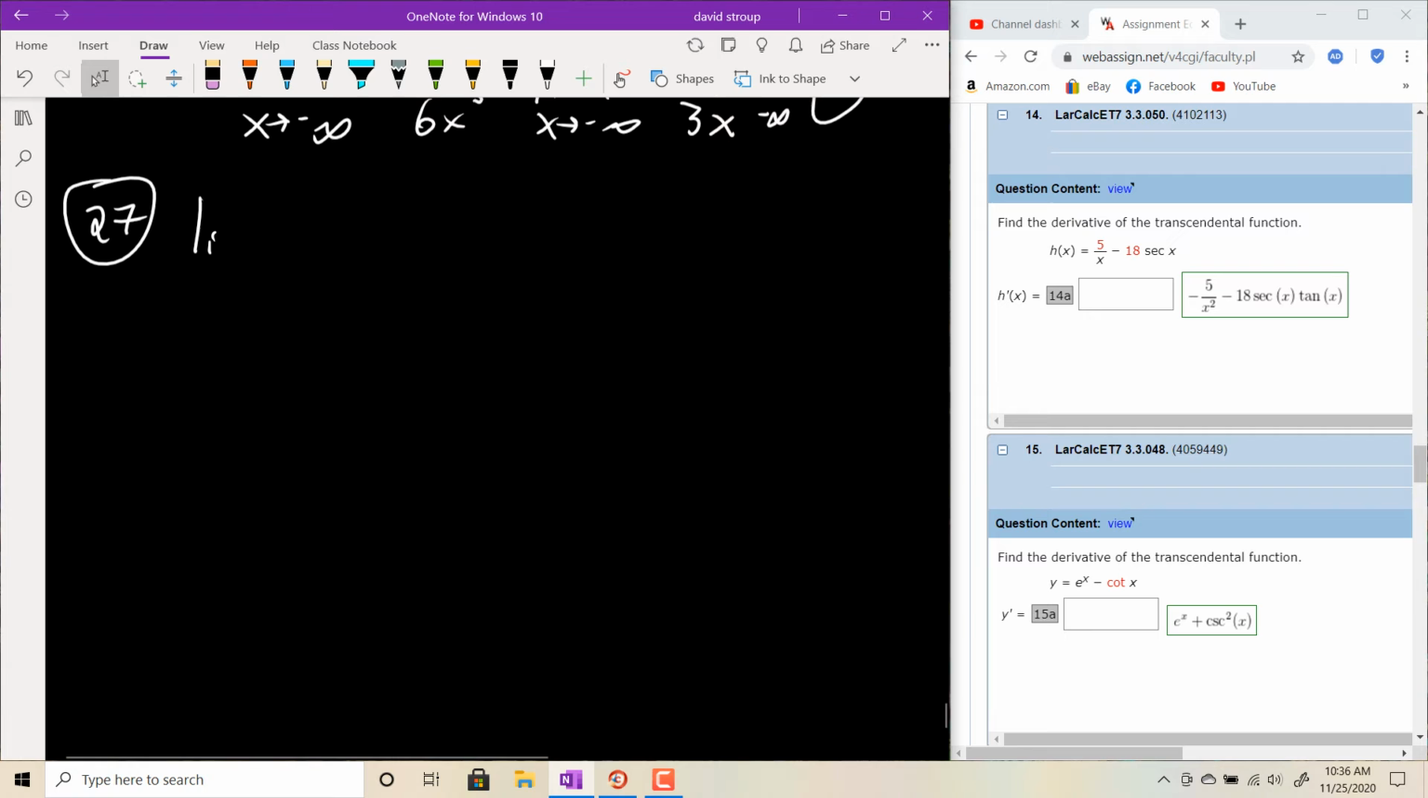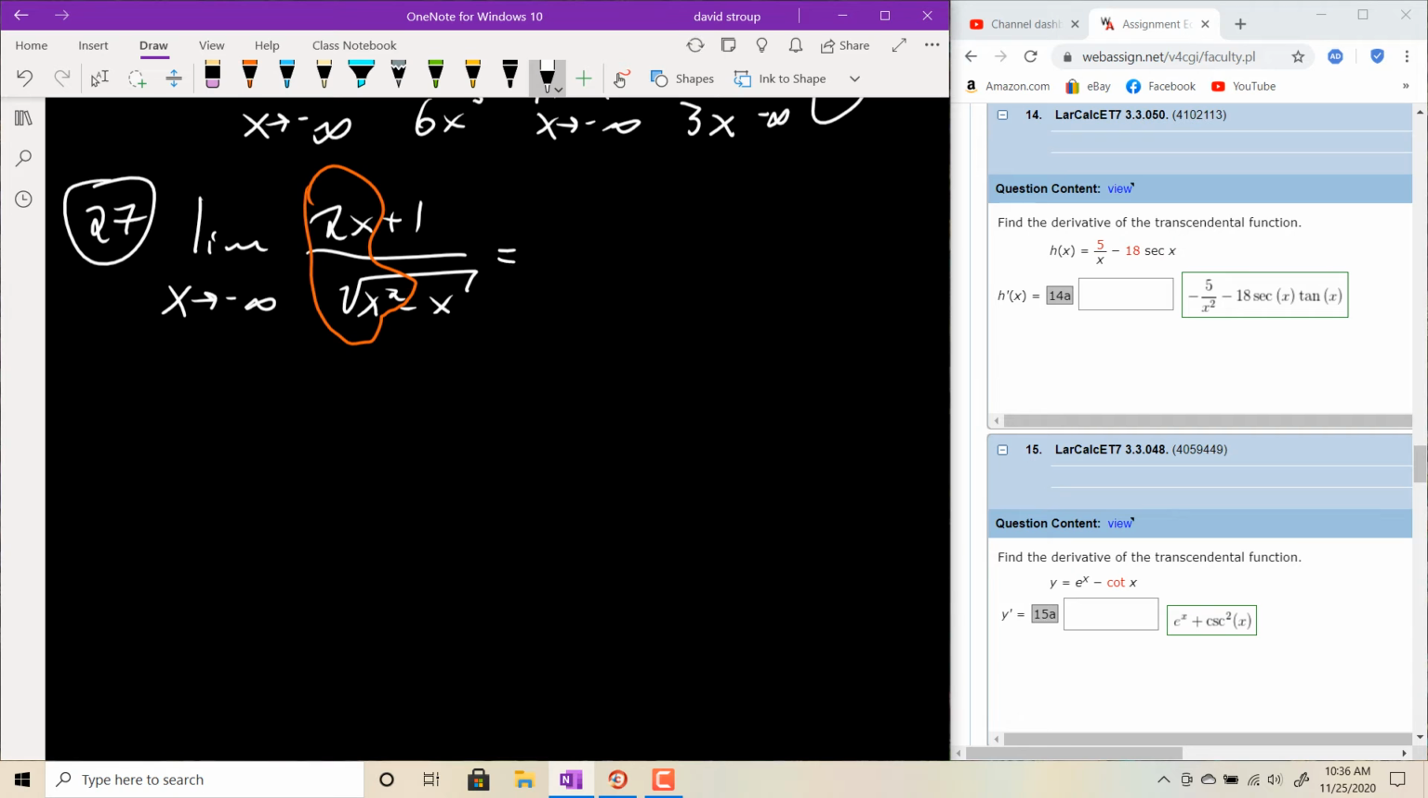So we have the limit as x goes to negative infinity of (2x + 1) all over the square root of (x squared - x). Okay, so we can pick off the high degree parts, but we've got to be a little careful this time. We have 2x over the square root of x squared.